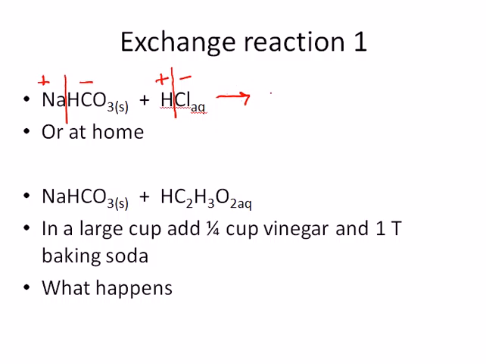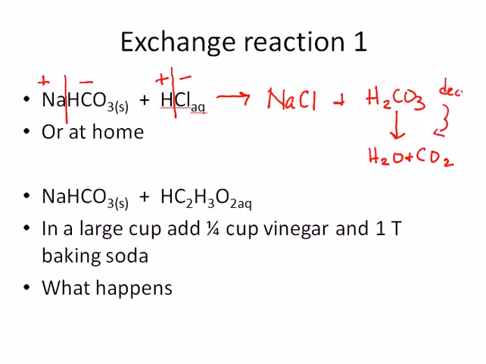When you switch the ions, when you switch the partners, you'll get sodium chloride as one of your products, and you'll get carbonic acid as another one. Now, one of the things that happens in this reaction is the carbonic acid is not stable and it breaks down to carbon dioxide plus water. So we have the exchange reaction followed by a decomposition reaction.